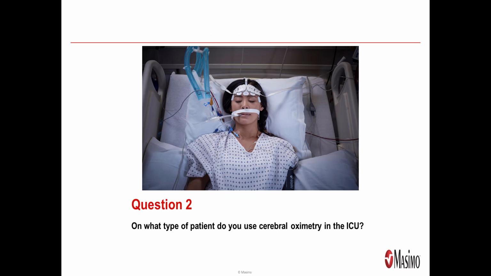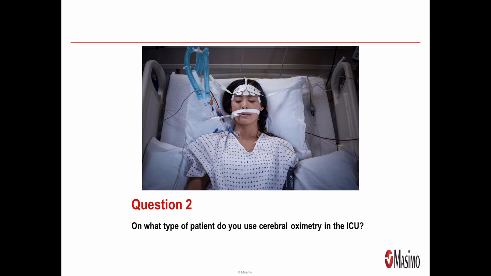On what type of patients do you use cerebral oximetry in the intensive care unit? Yes, we typically find it useful in those patients who are hemodynamically unstable, because the oximetry is influenced by your oxygen transport and your delivery. So in those unstable patients, if you do an intervention that will improve their oxygen transport, whether the intervention is successful or not, you will see it on the oximetry signal.